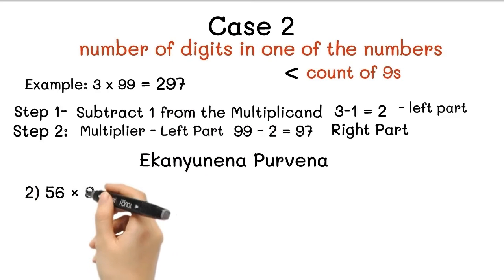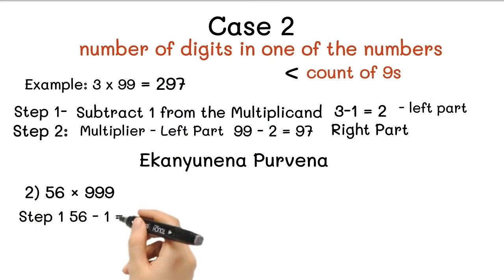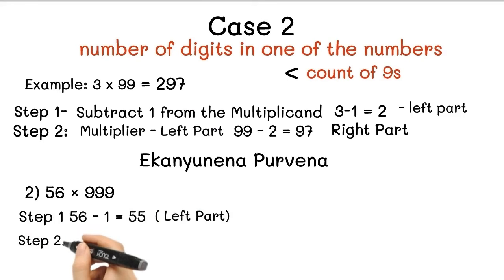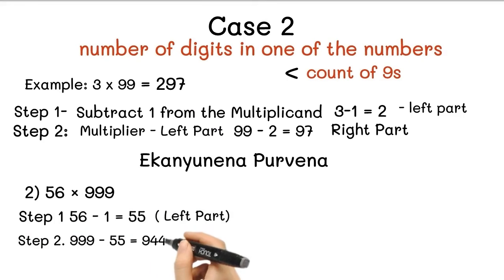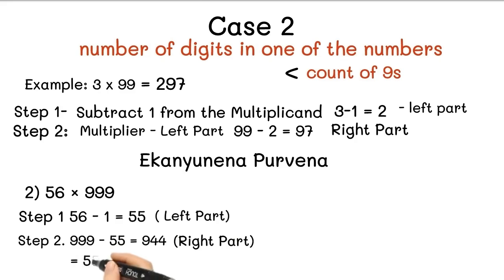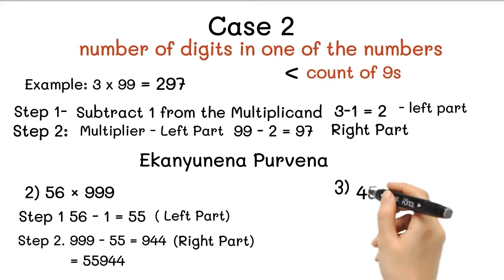Next example is 56 times 999. Step 1, 56 minus 1 equals 55. This is the left part. Step 2, 999 minus 55 equals 944. This is the right part. So the final answer is 55,944.